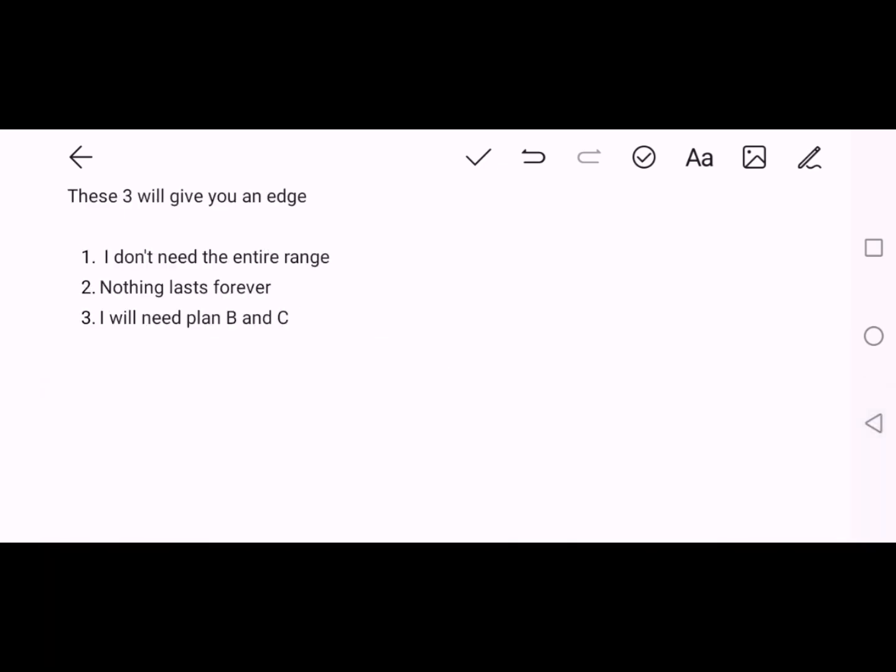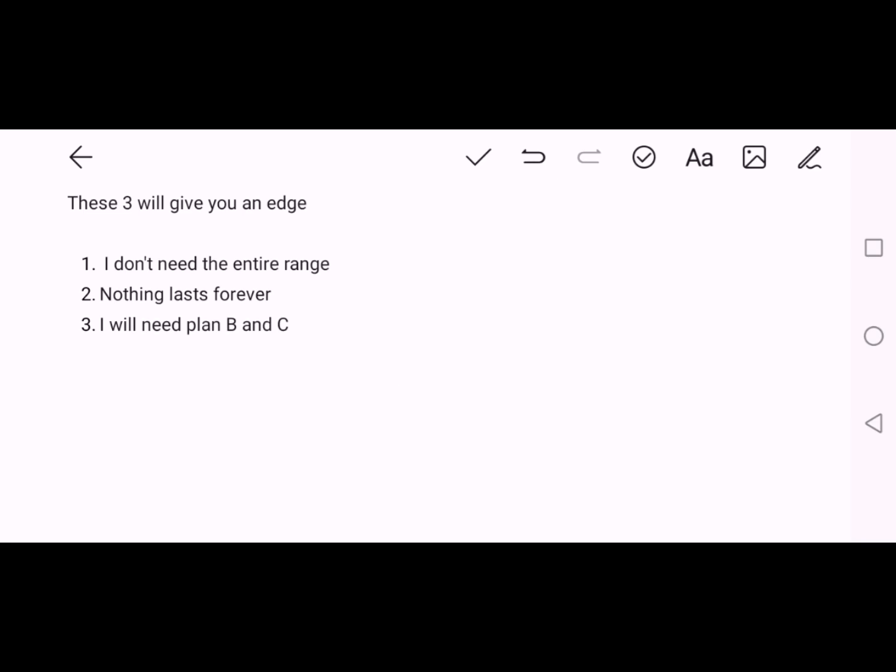However, the bottom line is that I need more than one plan because nothing lasts in the market. So as a result, we will need more than one plan to approach these markets. These markets are not always the same. What works today might not work tomorrow.